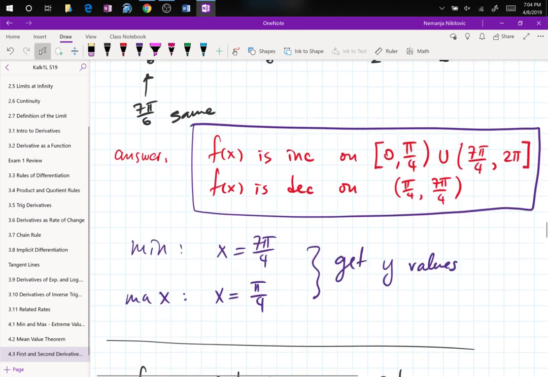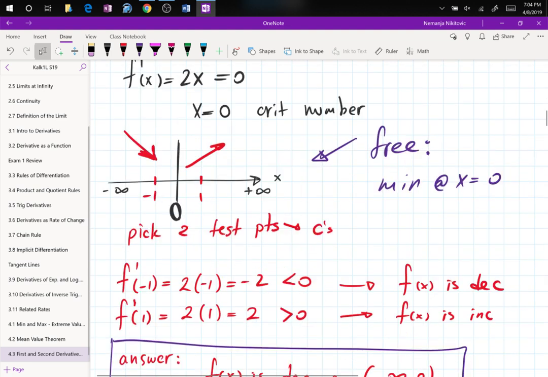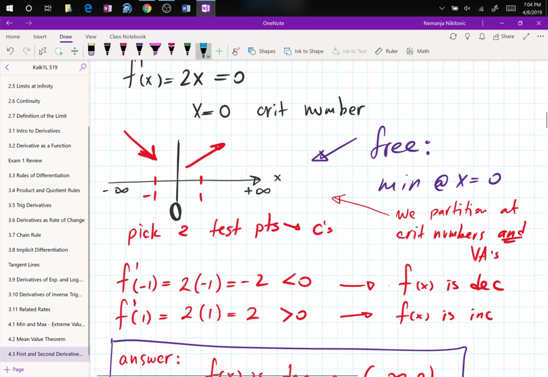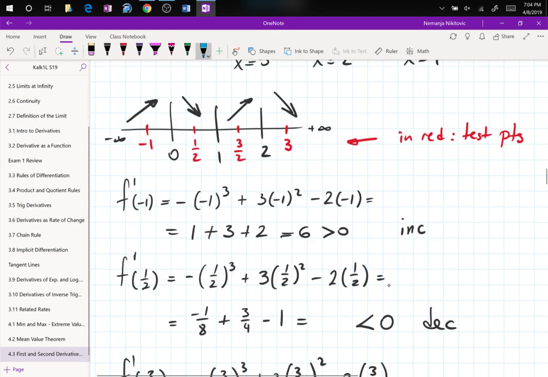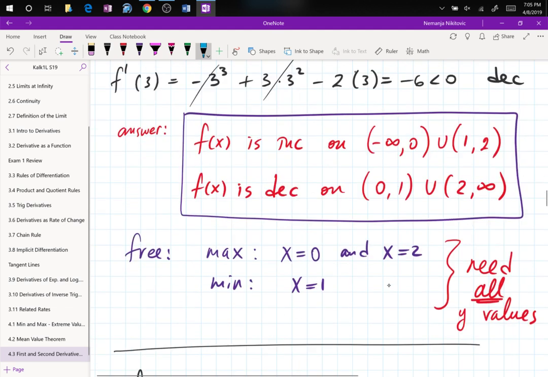The first problem was x squared, I believe. There it is. So here we partition at critical numbers and vertical asymptotes. Put that in a bubble. There we go. Make it extra ugly. Good.